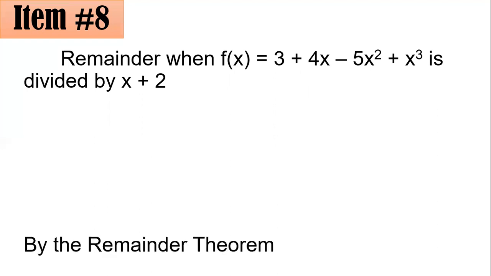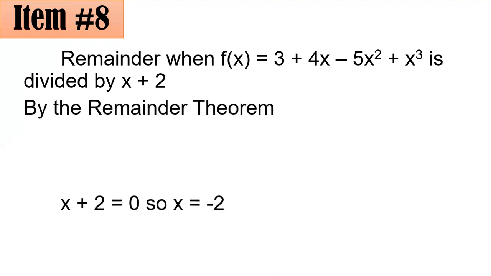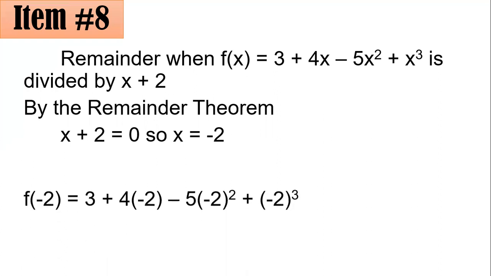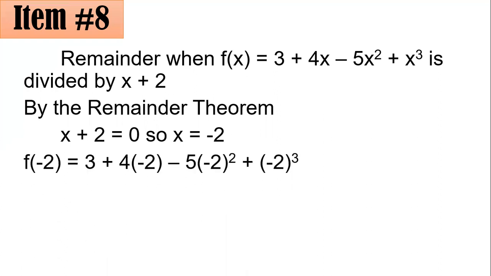So by the remainder theorem, we have to equate the divisor to 0. So x plus 2 equals 0, so x is negative 2. And what will we do with this negative 2? We will replace all the x's of f of x by negative 2 and evaluate the results. With such, you have f of negative 2 equals 3 plus 4 times negative 2 minus 5 times the square of negative 2 plus the cube of negative 2.